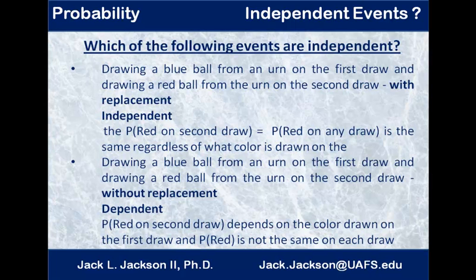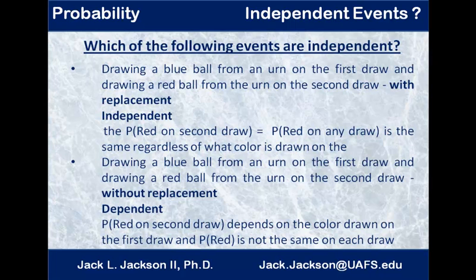On the other hand, if we draw a non-red the first time, then the proportion of reds in the urn is actually going up. The reds stay the same, but the total number goes down, so the proportion goes up, therefore making the probability of drawing a red the second time a little higher than just drawing a red the first time. So, the probability of drawing a red depends on what we drew the first time.